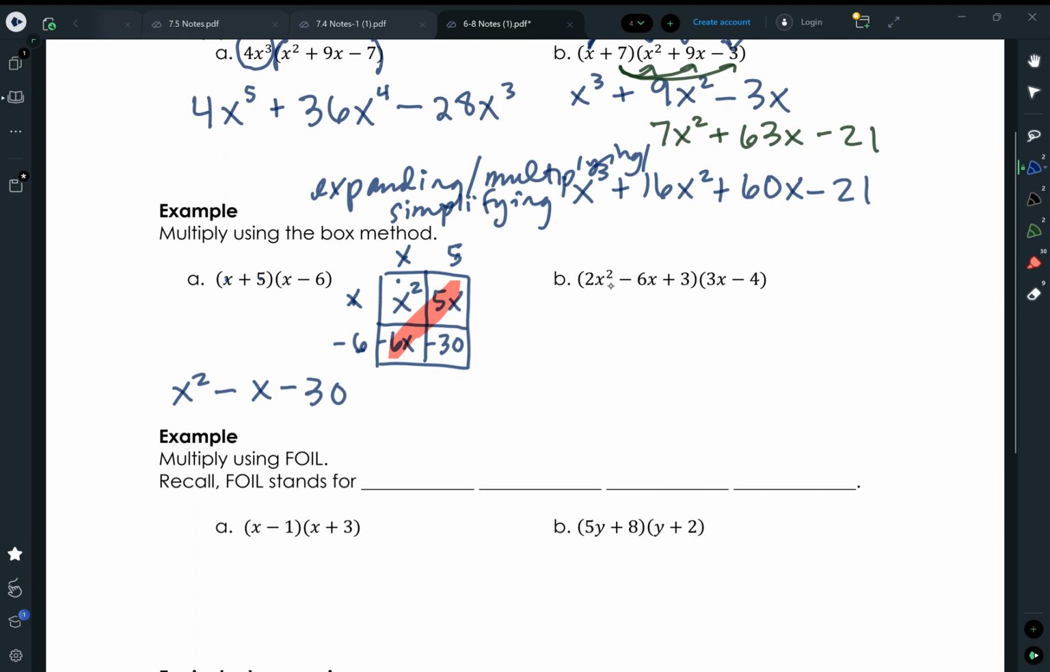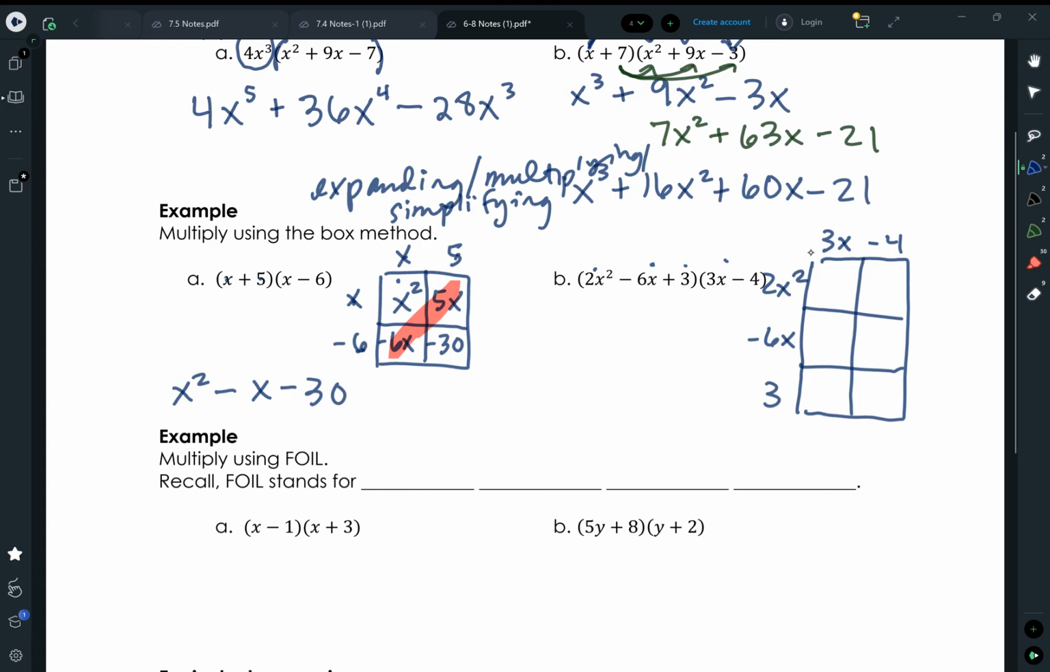I'm going to do this for another big one. This is going to require a bigger box. So one of my boxes is going to have 3 parts on one side, the other one 2. So I'm multiplying a trinomial by a binomial. I don't know that it really matters which side things go on. I'm probably completely screwing this up compared to the book, but the way I have space is to draw mine like this. So I'm going to have a 3x and a negative 4. On the other side, I'll have 2x squared, a negative 6x, and 3.